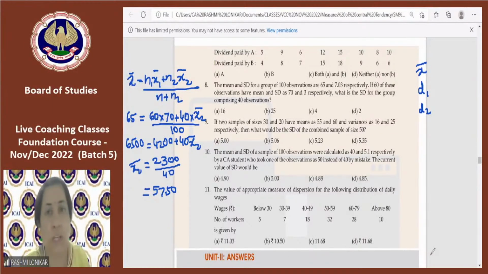Make sure that you are doing this in all the units, set A and set B, very, very well. Make sure you are doing that.